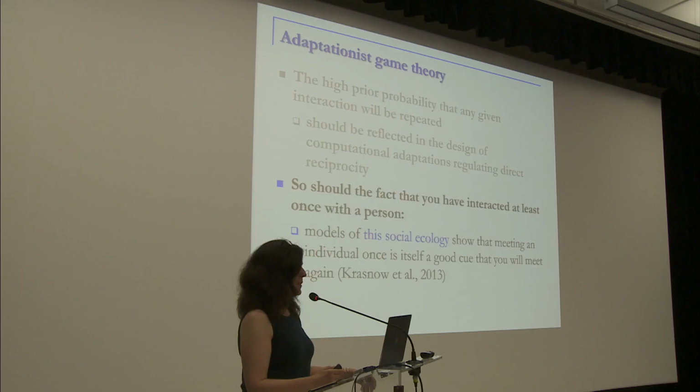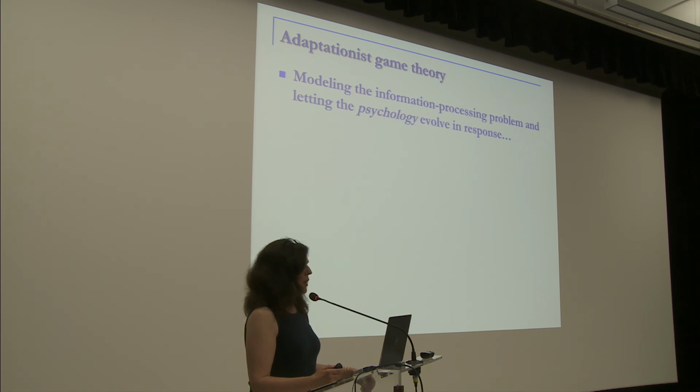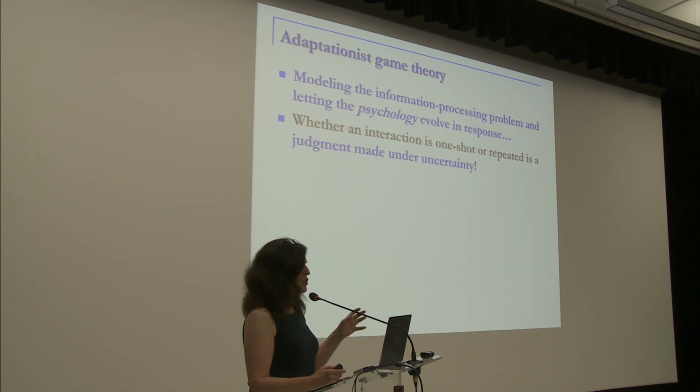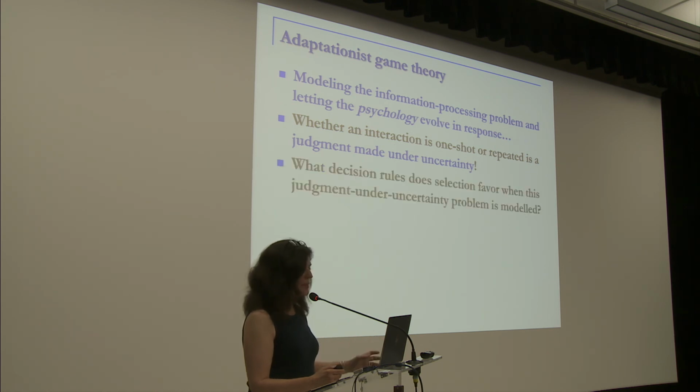So the high prior probability that any given interaction will be repeated should be reflected in the design of computational adaptations regulating direct reciprocity. So should the fact that you have interacted at least once with a person. Max Krasnow modeled that social ecology and showed that meeting with an individual once is itself a good cue that you'll meet again. So by modeling the information processing problem and letting the psychology evolve in response, you realize that whether an interaction is one-shot or repeated is a judgment made under uncertainty. And so you can ask, what decision rules does selection favor when this judgment under uncertainty problem is part of the model? Andy Delton and Max Krasnow took the lead on these models.